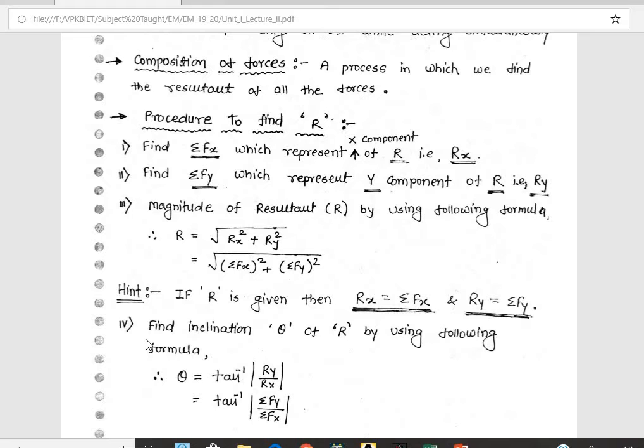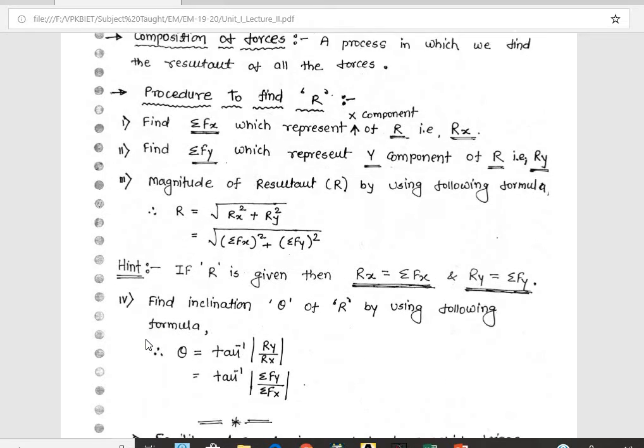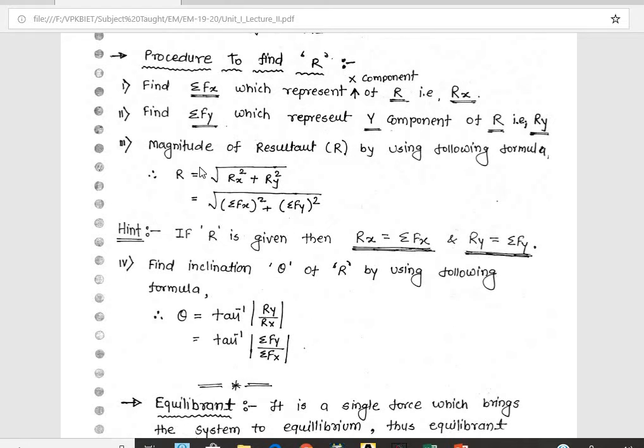Step number 4, find the inclination theta of resultant R using the following formula. Step number 3 gives the magnitude; now we have to find the direction, that is theta. Theta is equal to tan inverse of Ry by Rx, or tan inverse of summation Fy by summation Fx. This gives the direction of the resultant force.